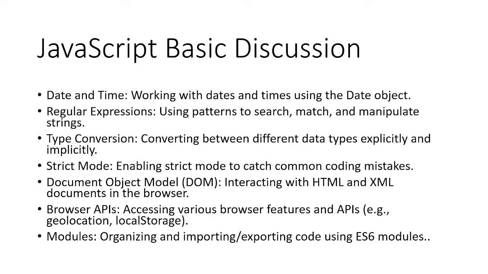Next one is type conversion. This is normal programming. In any programming, you have type conversion, then strict mode, then the document object model. We have browser APIs, that is normal. Then modules. So those things we have.